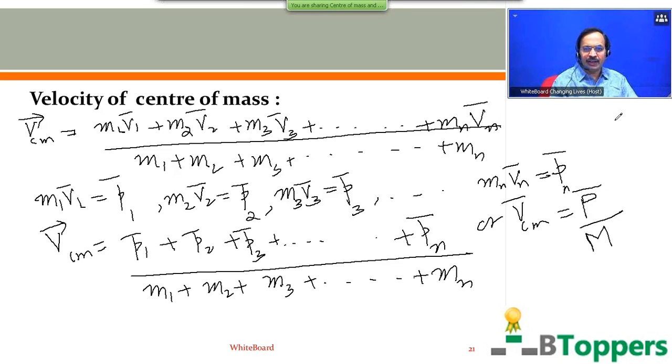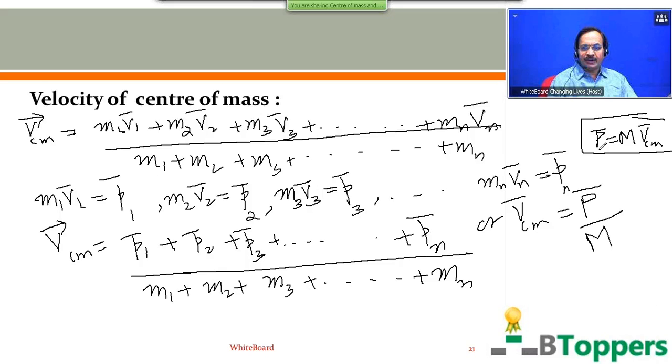So from the last equation you can write capital P bar equal to capital M into VCM bar. That means the vector sum of linear momenta of all the particles of the system will be equal to the product of the total mass of the system and the velocity of the center of mass of the system. The vector sum of linear momenta of all the particles we call the total linear momentum of the system.